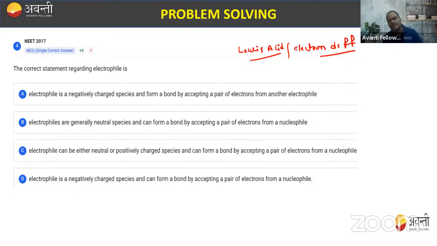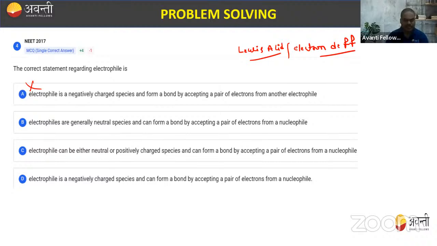They have a deficiency of electron now, then how do they become negatively charged? Negatively charged means they have an excess of electron, which is not true for the electrophile. So option A is absolutely incorrect. Now, next, electrophiles are generally neutral species.